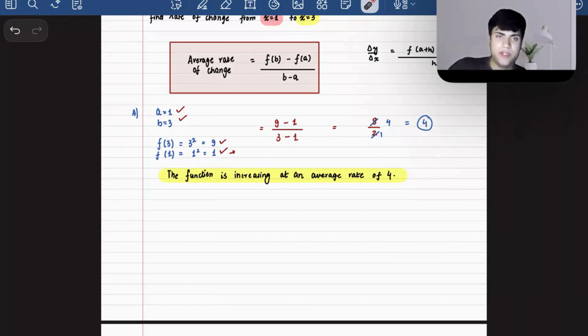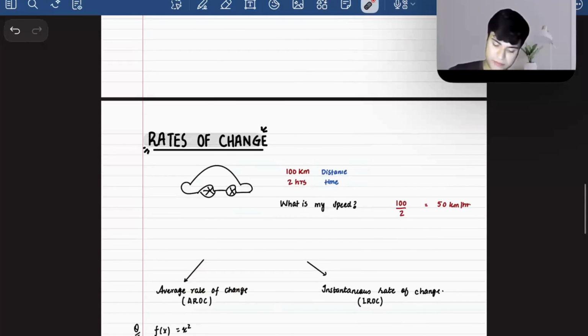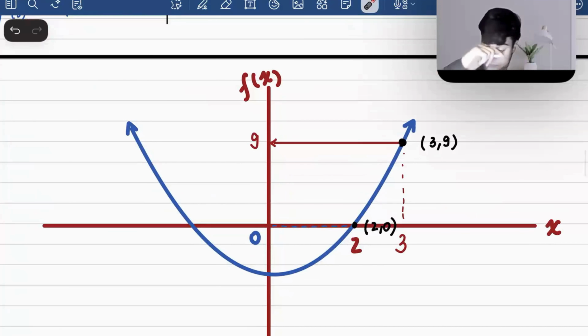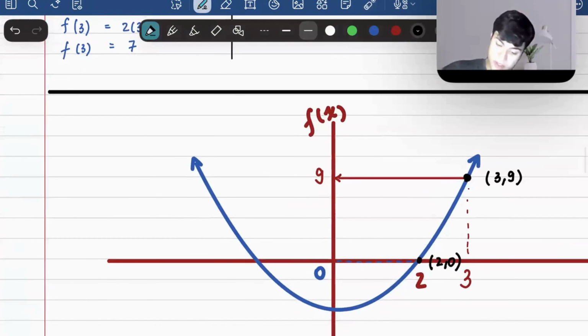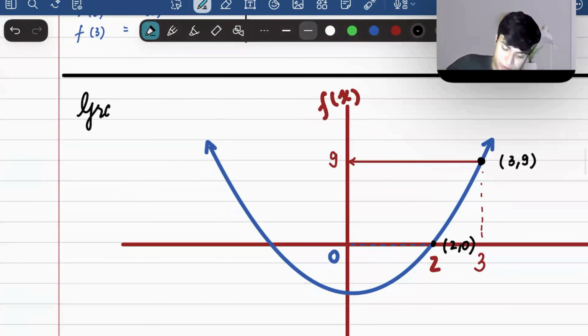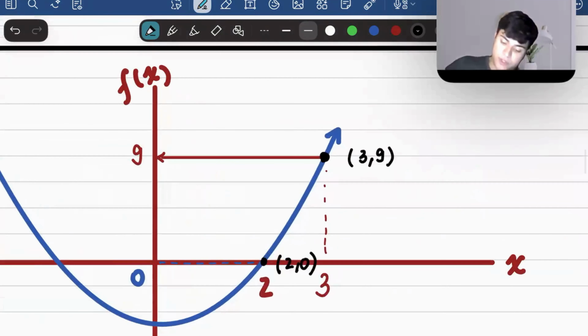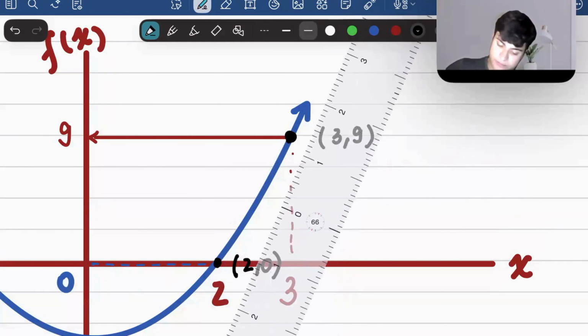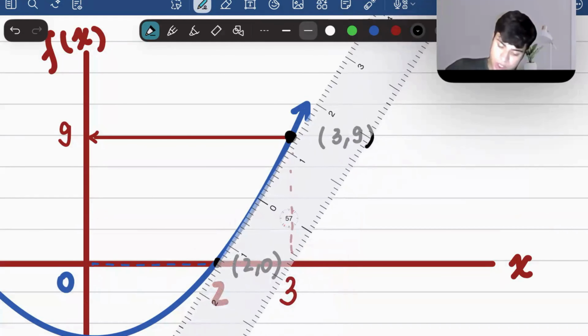Next up, we're going to talk about a graph. This graph right here. Back to the graph. So we're going to grab a ruler and draw a secant line.